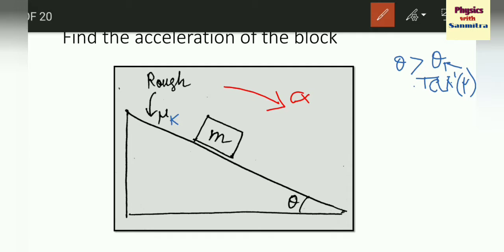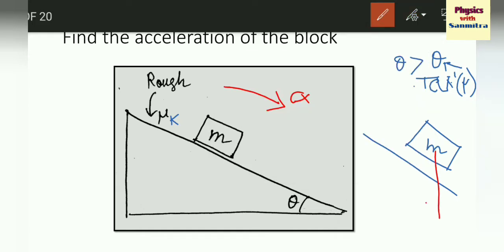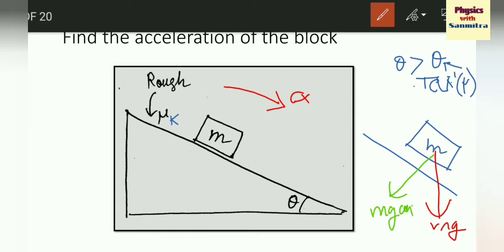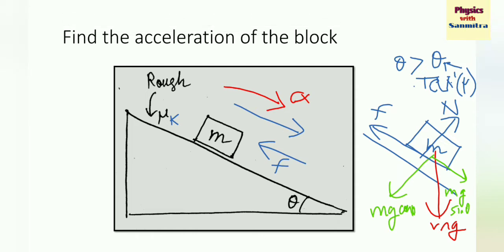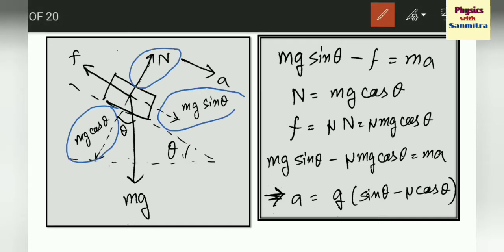Now we have to draw the free body diagram. How to draw the free body diagram? Let's separate this mass m. Say mg is acting downwards. I am separating the components of mg. This is mg cos theta, we have done it many times, and this is mg sin theta. And the friction force is acting in the opposite direction. Since it is going down this side, friction force will oppose the relative motion, so it will be acting upwards. And normal reaction will be acting perpendicular to the surface. Exactly the same thing I have drawn here. This is normal reaction, this is mg cos theta, this is mg sin theta, and this is f.